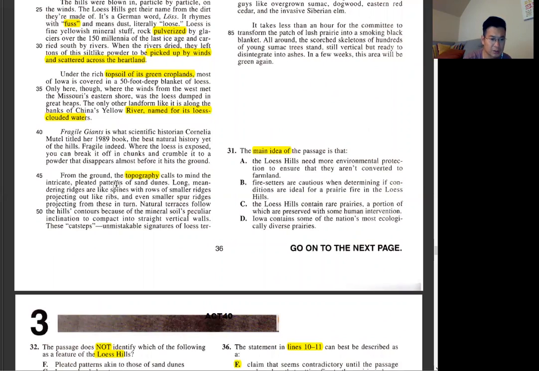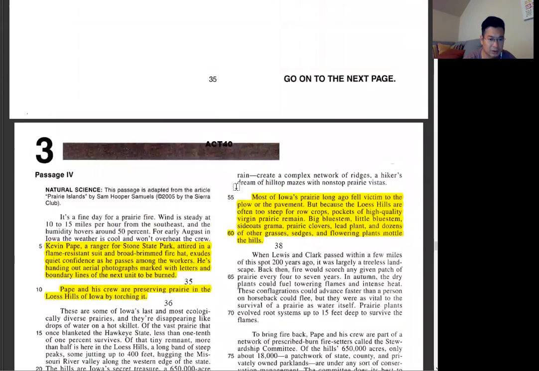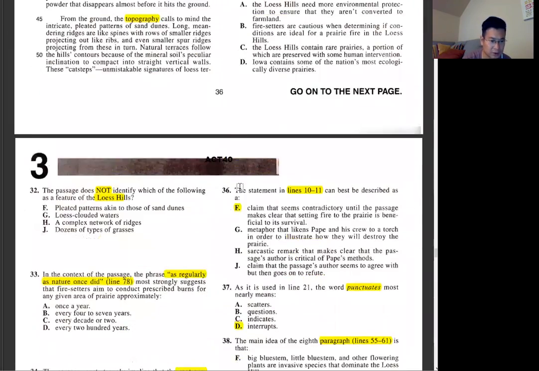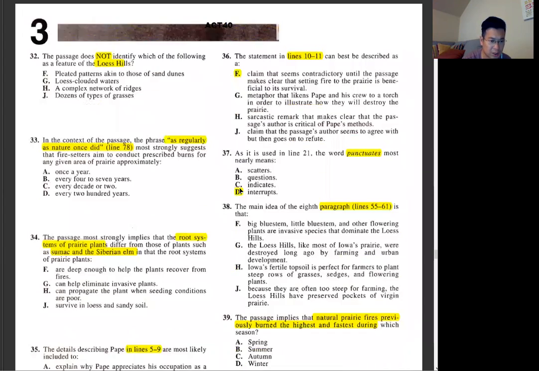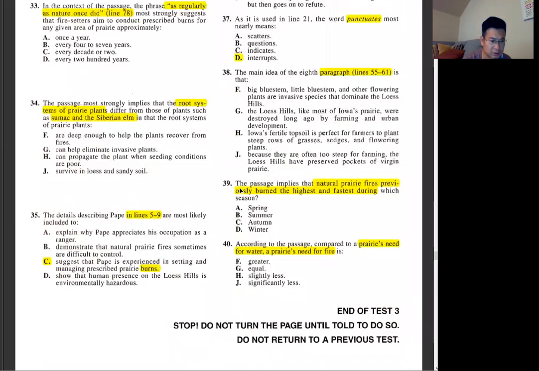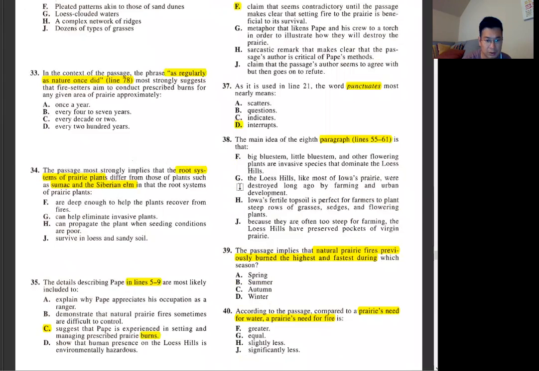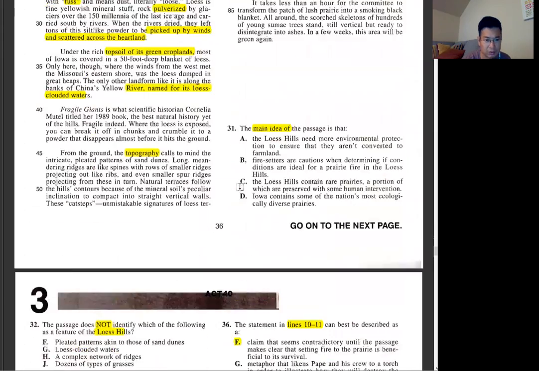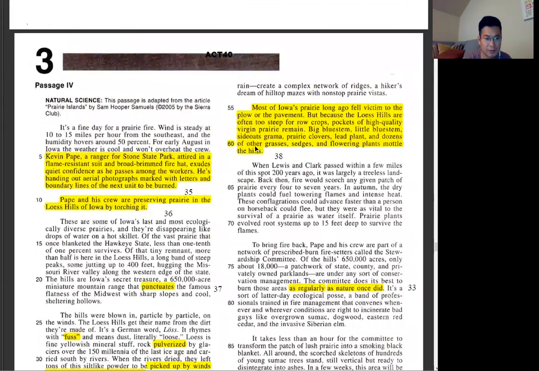The pattern of sand dunes along natural terraces follows the hills. So it gives all the specific details of the hills. I remember one question. It talks about, did I say topography? Oh, let's go back to the next one.